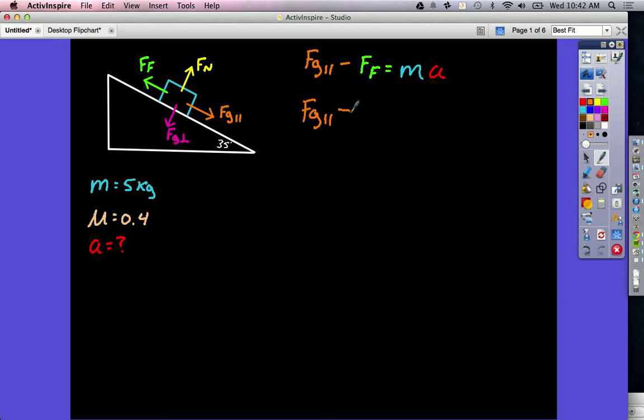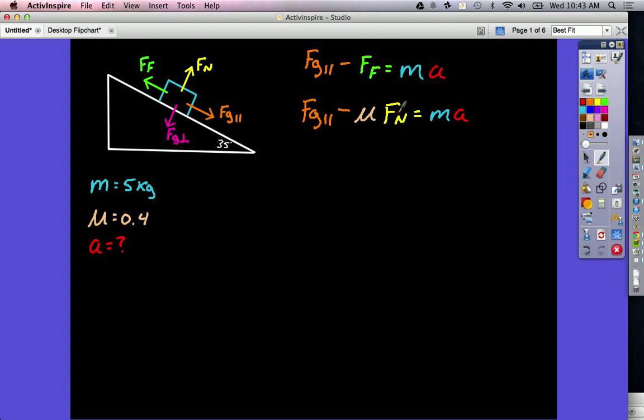We, again, know what force of gravity parallel is, or at least we could easily find it. But for friction, the equation for that is the coefficient times the normal force. And while the normal force is here, we don't know what it is. The coefficient is given. It was given in the problem as 0.4. So before we can actually solve for the acceleration, we have to solve for the normal force.